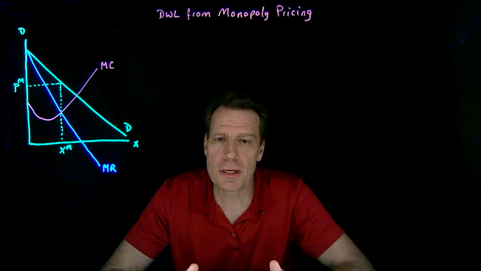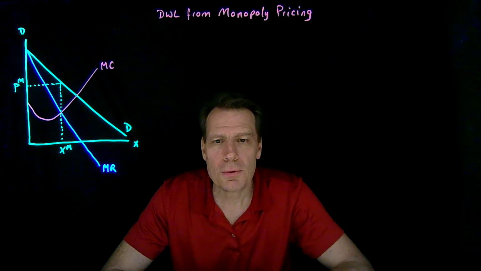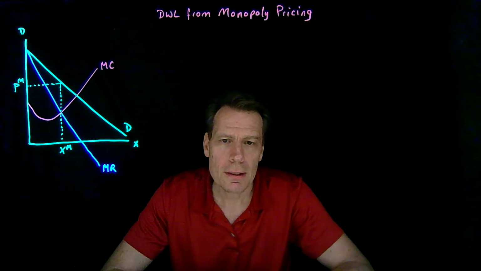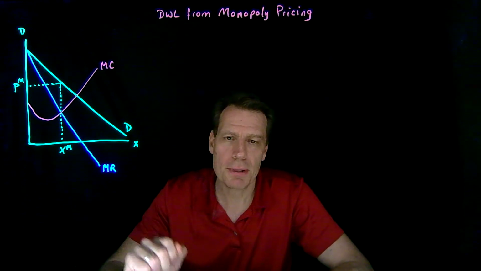The first welfare theorem says that markets produce efficient outcomes so long as certain conditions hold, and one of those conditions is that no one has market power. Now that we know how monopolists profit maximize, we can ask the question, what is it about market power that produces inefficiencies, that produces deadweight losses?